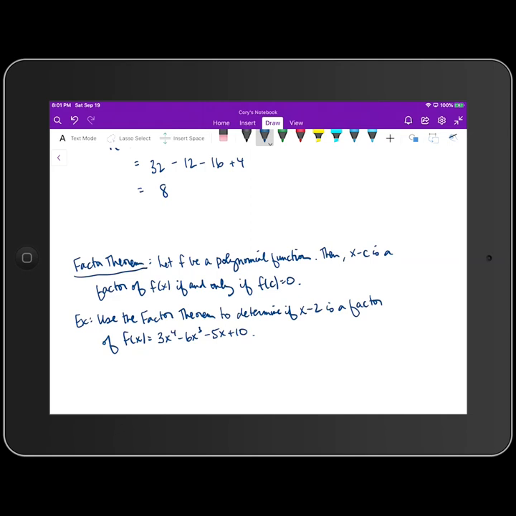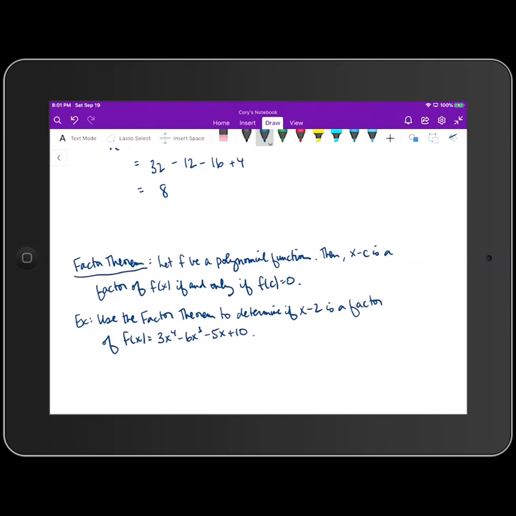Because again, with the remainder theorem, if we wanted to find the remainder when we divided x minus c into a polynomial, then we took the function's value at c and whatever number that was equal to gave us the remainder. So if f of c is equal to 0, that tells us that we are going to get a remainder of 0. All right, so a quick example utilizing the factor theorem.